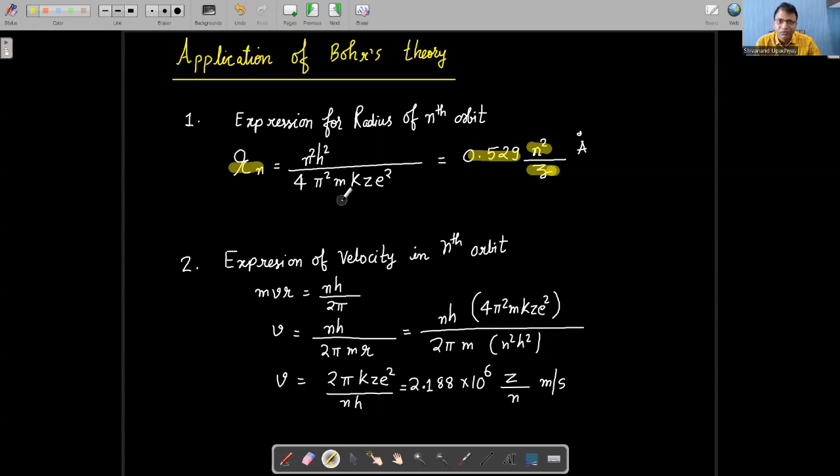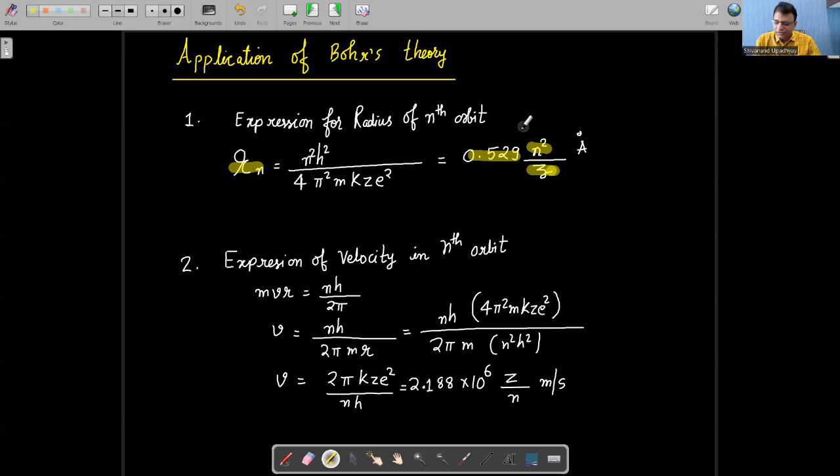If we remember this formula, then with the help of that I can derive the expression for speed of electron in nth orbit in single electron system. I can derive the total energy of electron, potential energy of electron, kinetic energy of electron. Other expressions we can derive, but the first expression is about Rn. So Rn is equal to n square h square upon 4 pi square m kZ e square. You have to remember it.